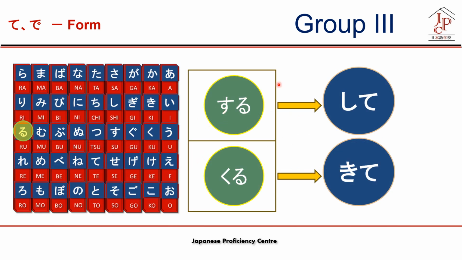So now let us move on to group 3 verbs. Group 3 verbs will also end with letter ru. Since there are only two verbs in group 3, it's easy to remember. Suru and kuru, right? Suru will become shite, kuru will become kite. The point to remember here is both the letters get conjugated. Su becomes shi and then ru gets dropped off and te is added. Same way, ku will become ki and then ru gets dropped off and te is added.